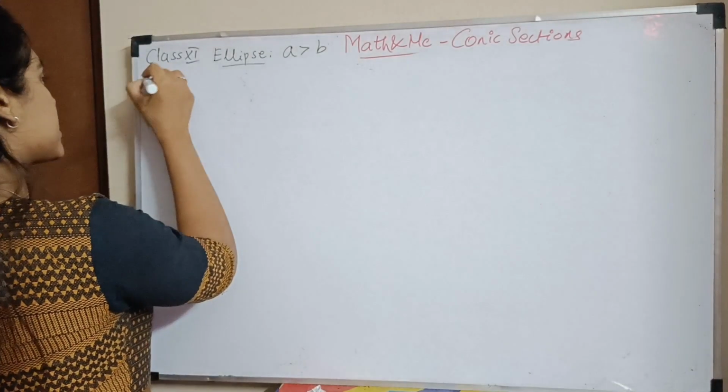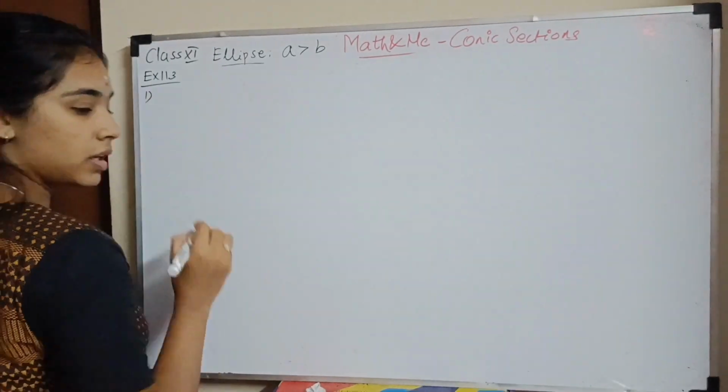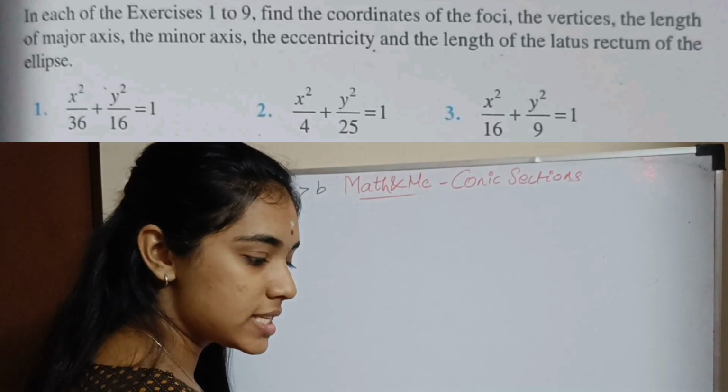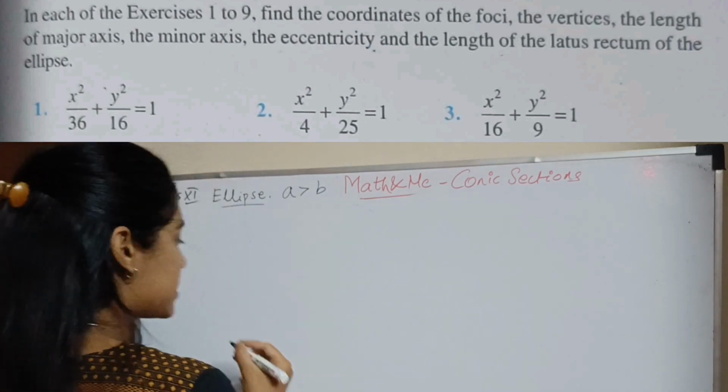Moving on to exercise 11.3. Question number 1. In each of the exercises, find the coordinates of foci, vertices, length of major and minor axis, eccentricity, and length of the latus rectum. So what is my first equation?